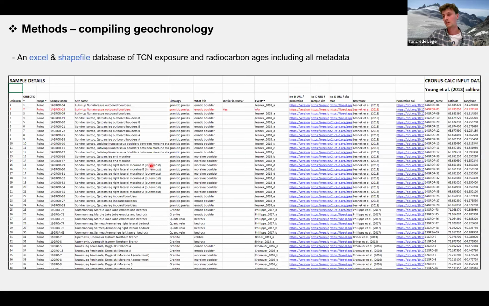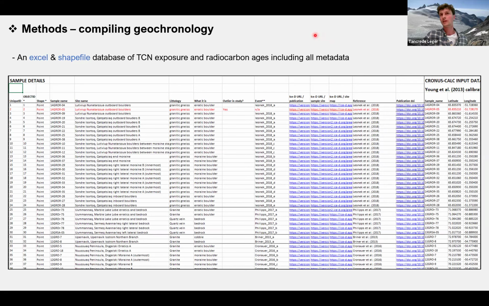So once we had a database of landforms, I came in and started compiling a database of dates, so geochronological markers of ice extent and the timing of this ice extent, only for the Greenland ice sheet main body. So not for the peripheral glaciers and ice caps, but just for the Greenland ice sheet. And we compiled a database of cosmogenic exposure ages and radiocarbon ages, as you can see here in an Excel database format, but also in a shapefile database format.